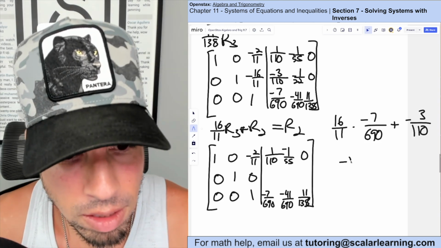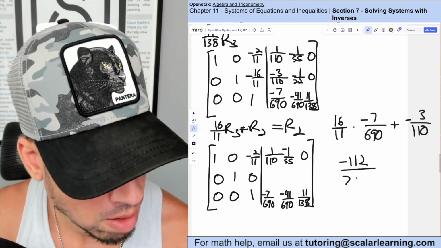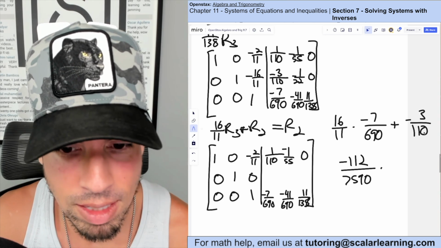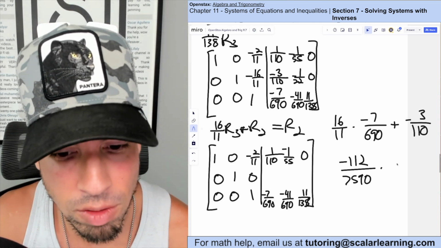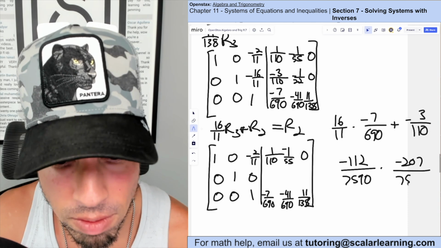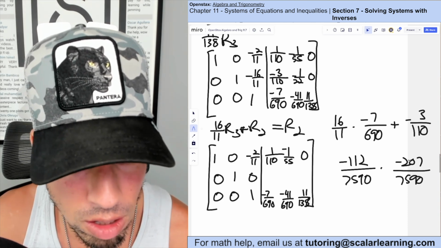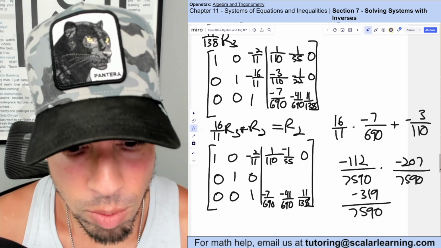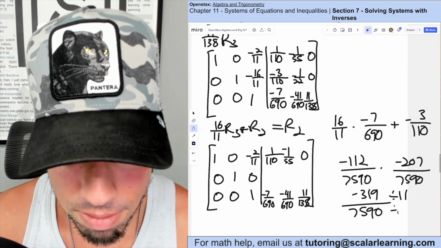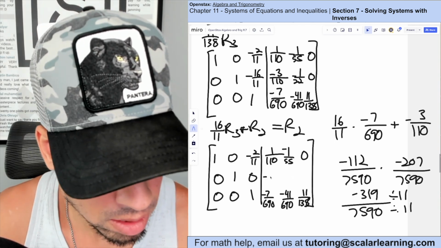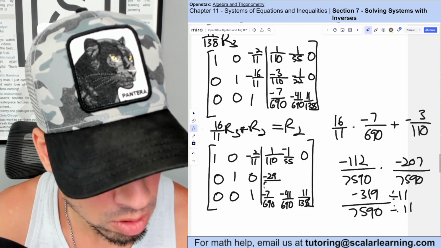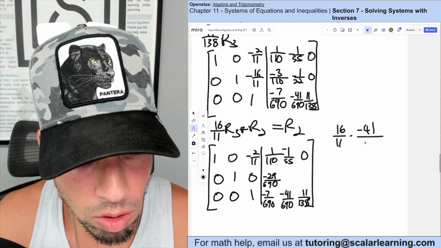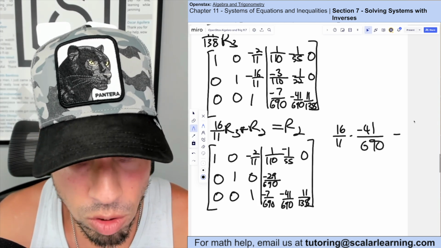So that's going to be negative 112 over 7590. And to get this to be the same, we're going to multiply top and bottom by 69, which is 180 plus 20, negative 207 over 7590. That's going to give us negative 319 over 7590. And now we can divide the top and bottom by 11, and we get negative 29 over 690. Next, we do 16/11 times negative 41 over 690 plus negative 1 over 22.